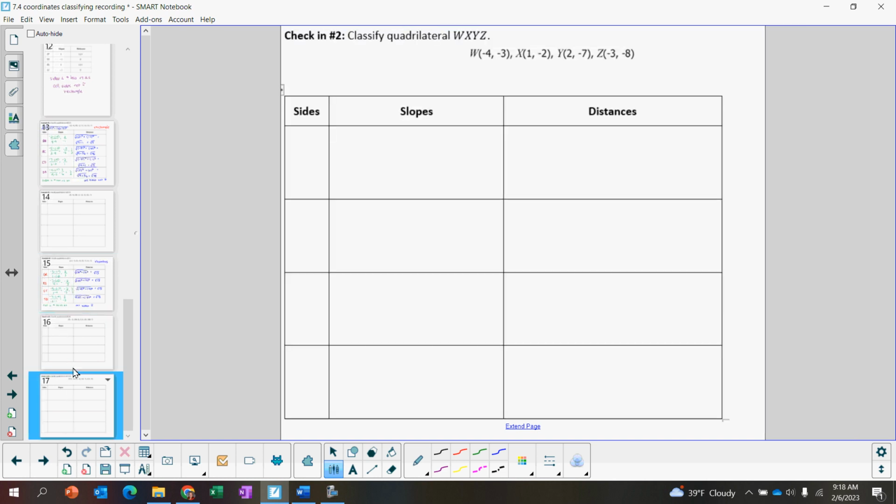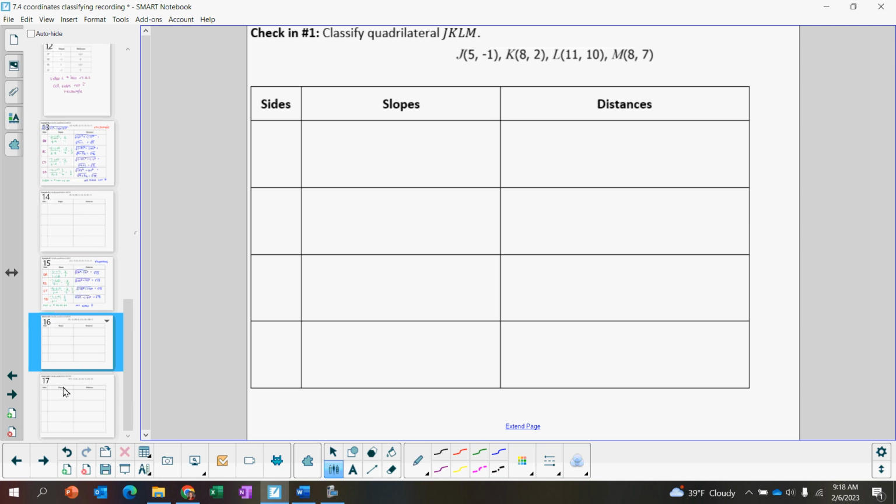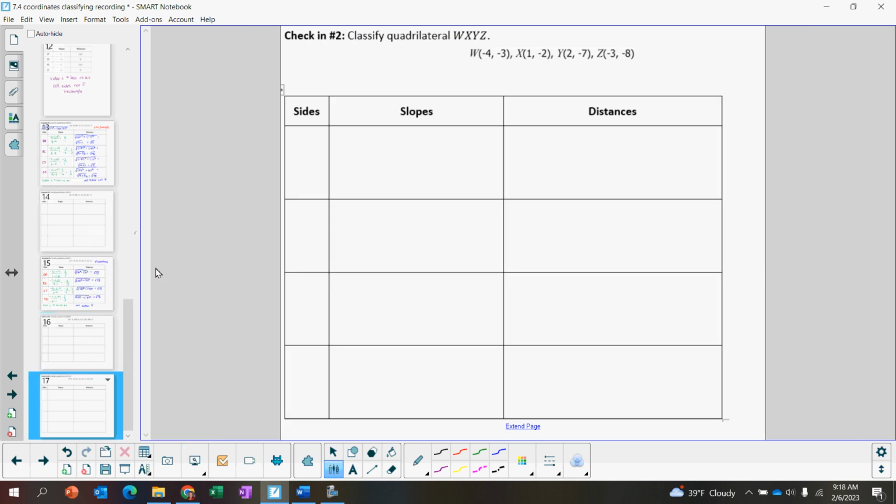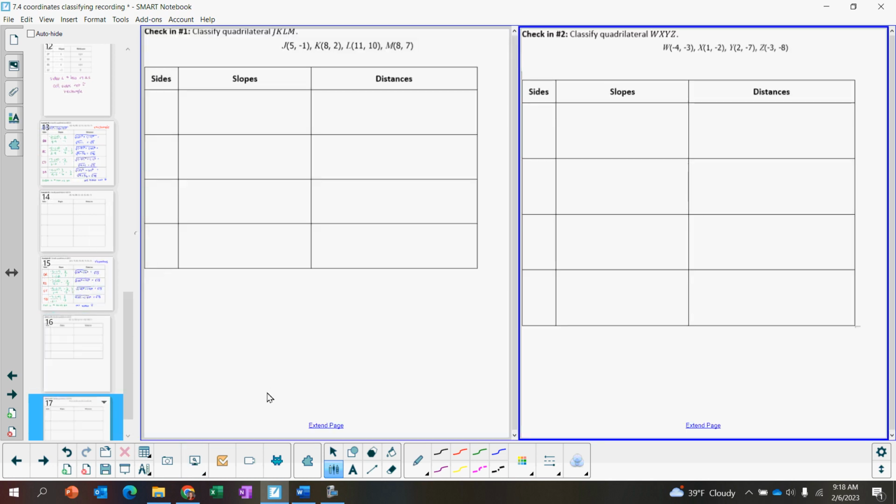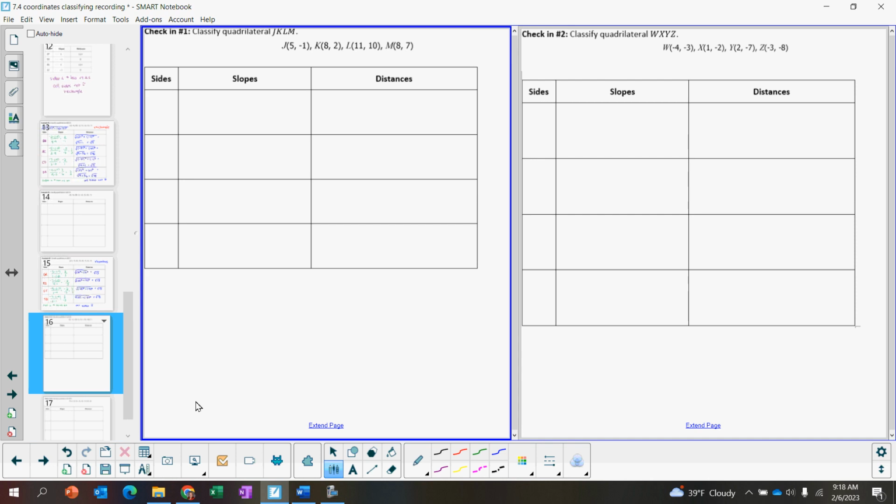All right, there's two check-ins here, so let's dual screen this for you. Go ahead and pause. When you're ready to see the answer, hit play.